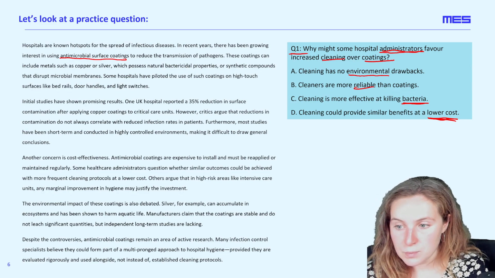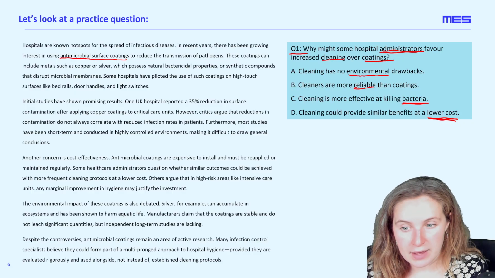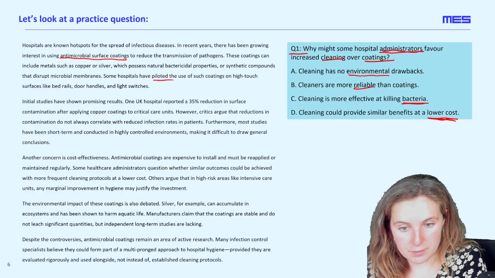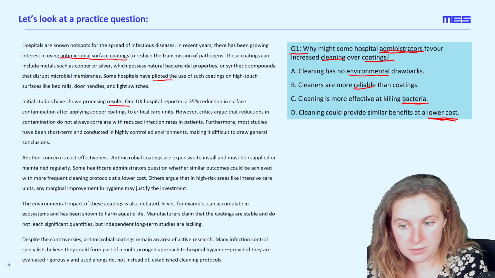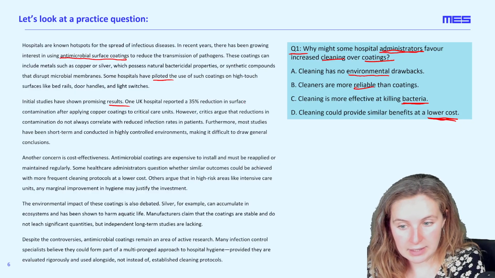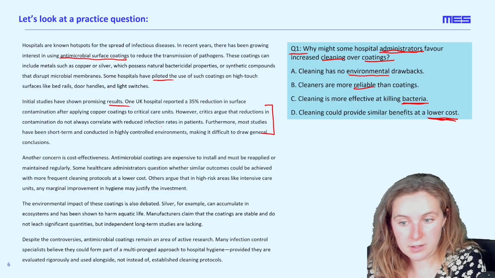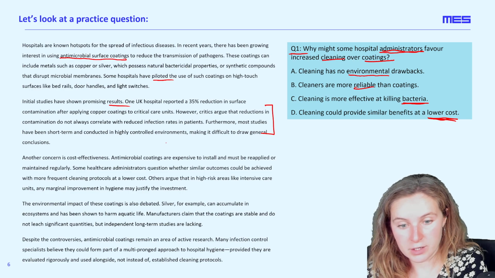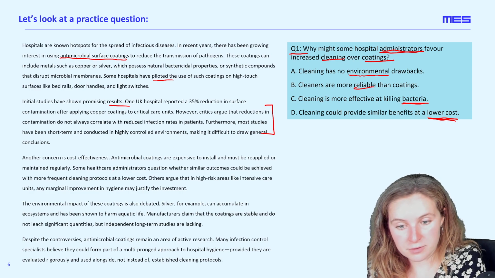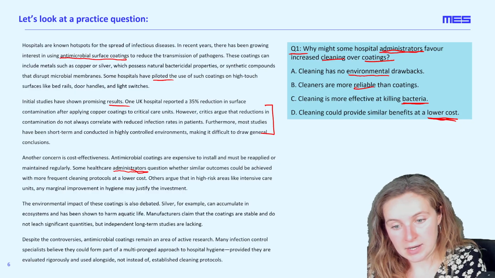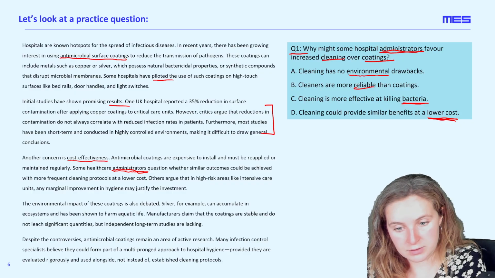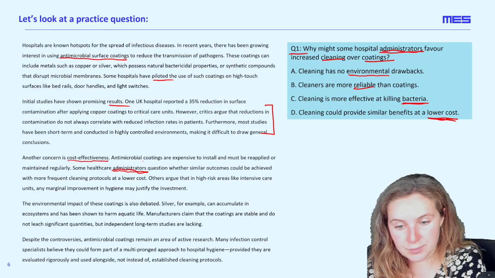So as we are skimming, I'm seeing that the first paragraph has to do with how they're made and the fact that they are being piloted in hospitals. We're seeing the results in the second paragraph. And then here I'm seeing that the reductions in contamination are not always as positive as one might hope. As I'm scanning the third paragraph, I'm seeing the word administrator and reading this sentence and around it. So the first sentence I notice says cost effectiveness. I will keep that in mind as I keep reading.